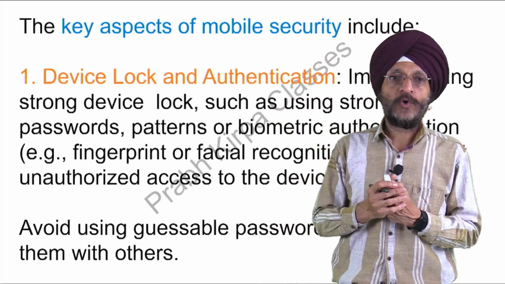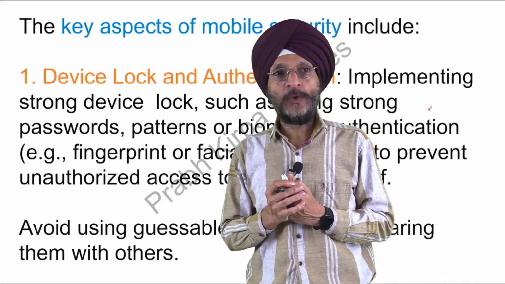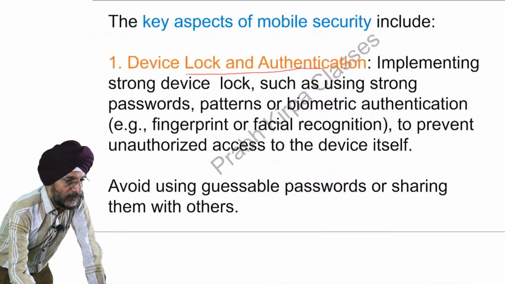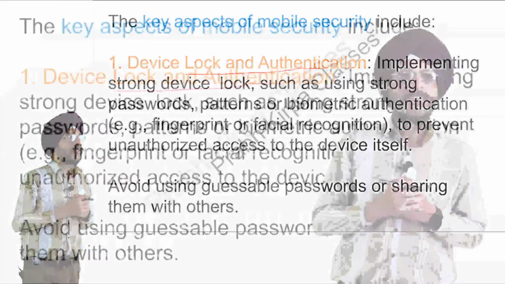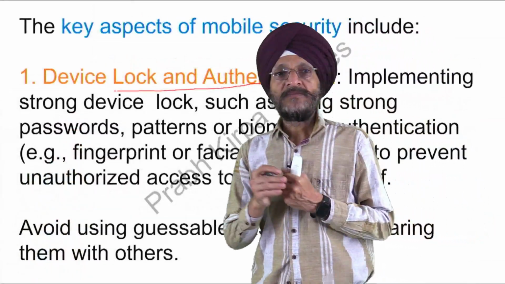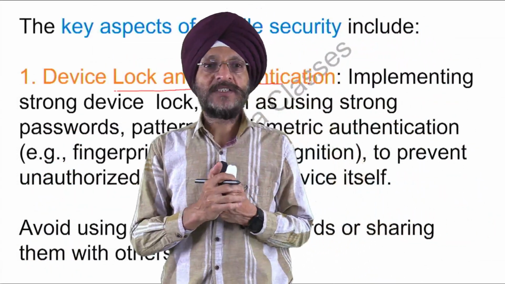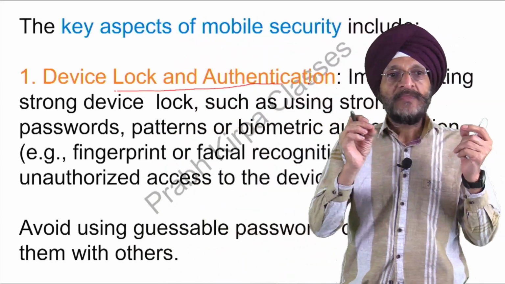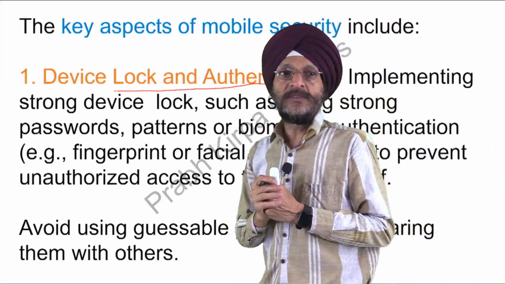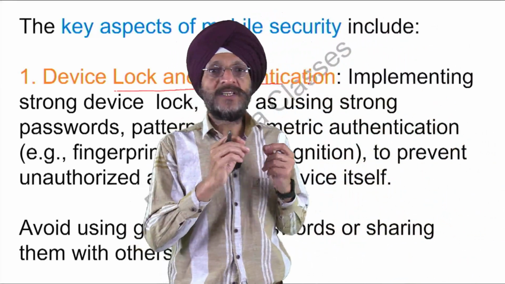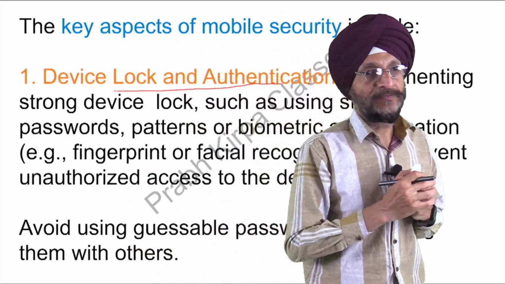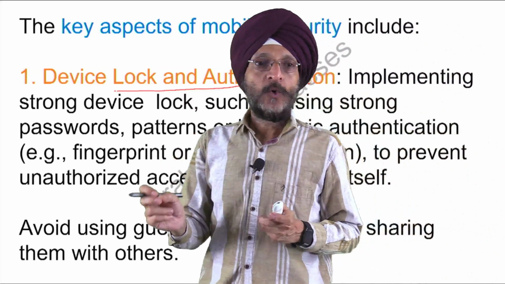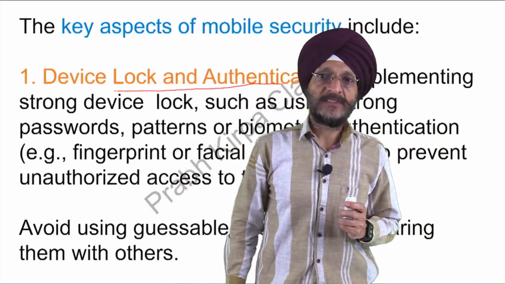The key aspects of mobile security include: first is device lock and authentication. We should implement strong device lock, such as strong passwords or biometric authentication such as fingerprint or facial recognition, to prevent unauthorized access to the device itself. We should avoid using guessable passwords or sharing them with others.